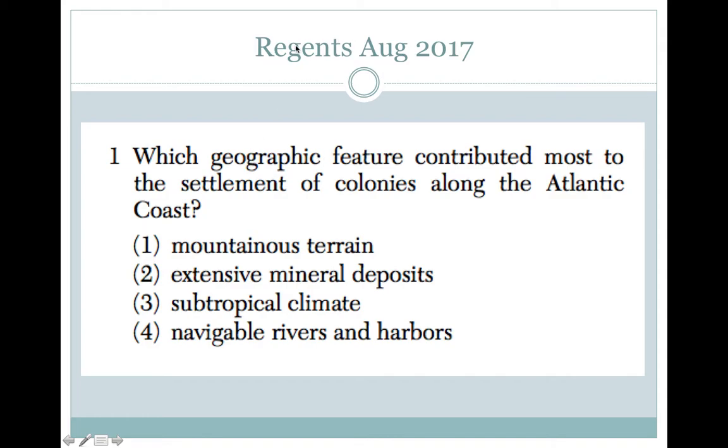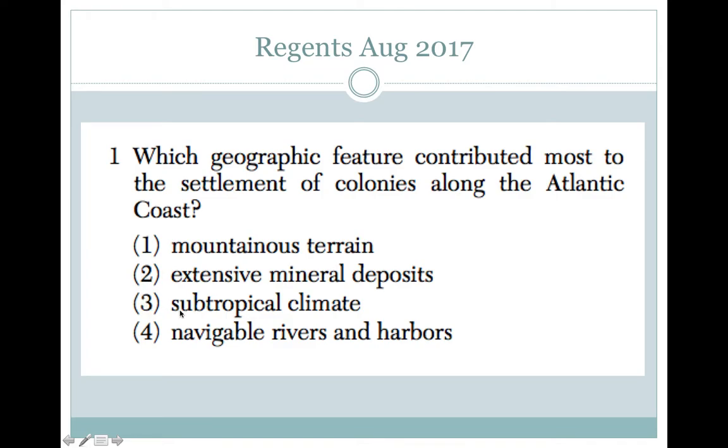Okay, this one comes from the August 2017 Regents, and it's asking which geographic feature contributed most to the settlement of the colonies along the Atlantic coast. Okay, so we're talking about the colonies, so we're talking about the East Coast, and they're trying to figure out what's going to be a major factor in the East Coast. So 1, mountainous terrain. Well, we know the Appalachian Mountains are nearby, so maybe, right? Question mark there. Extensive mineral deposits. I don't know any teacher that's talking about the mineral deposits while teaching U.S.